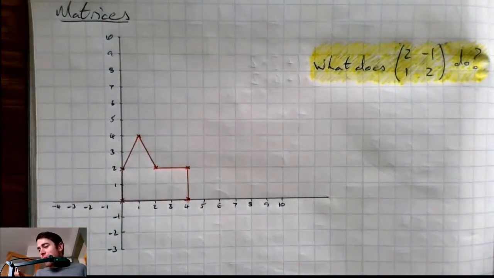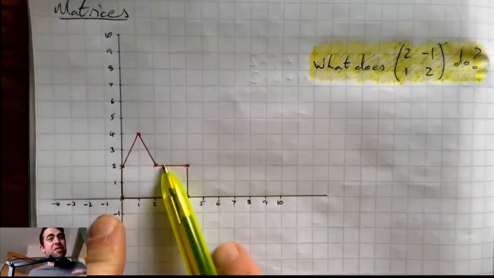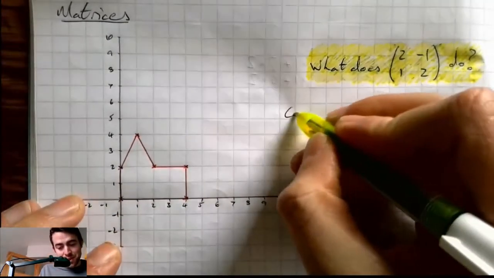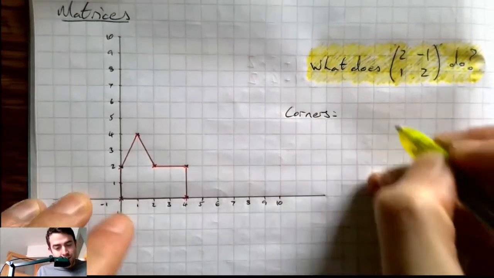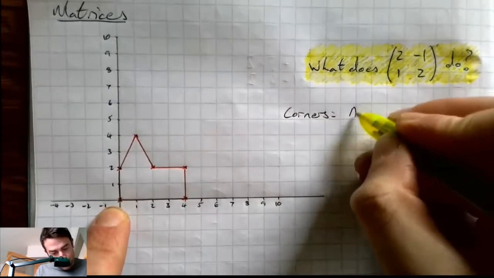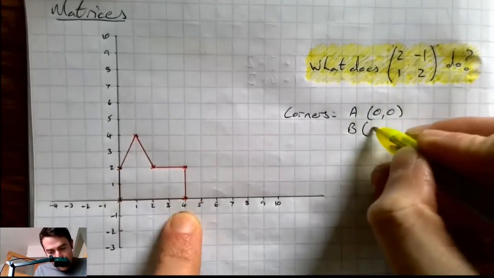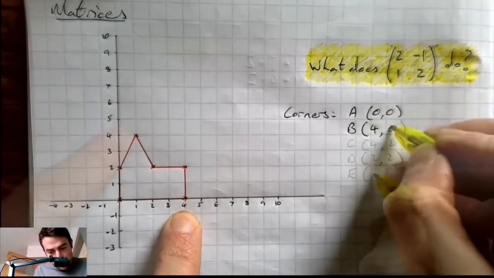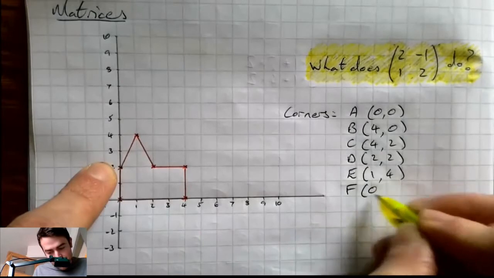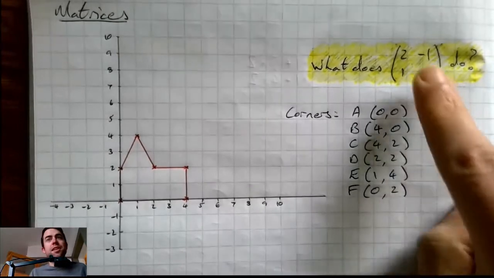Now, because we are doing this matrix to each of the corners, the first thing I need to do is write down each of the corners. So I'll do that now. We have the first one down here, which I'll label A, and then B, and then F. So 6 corners.